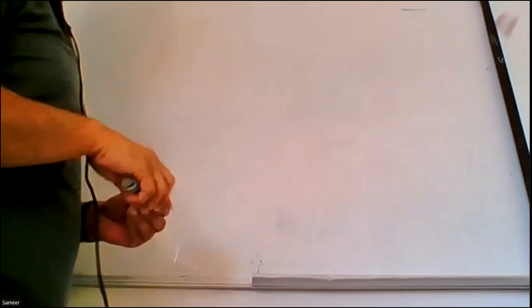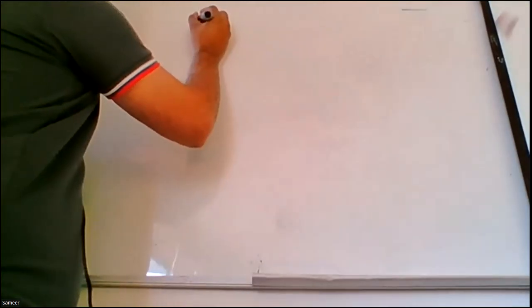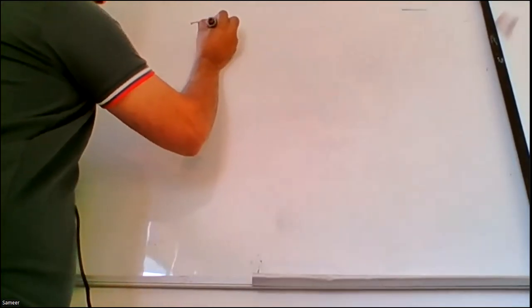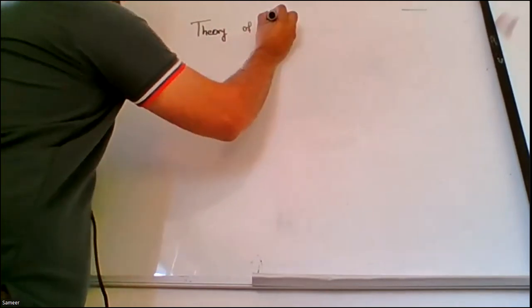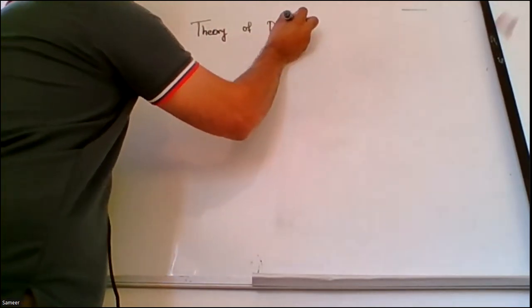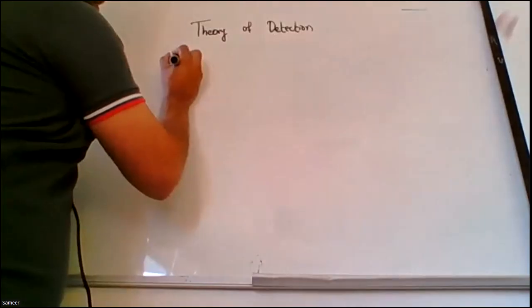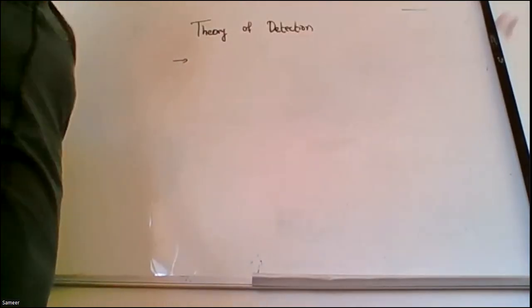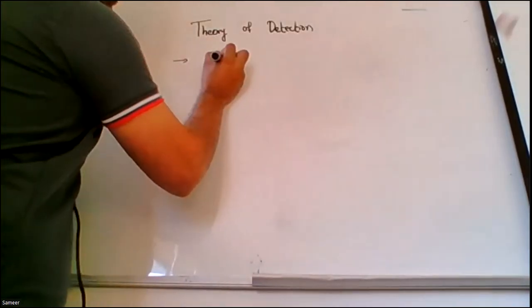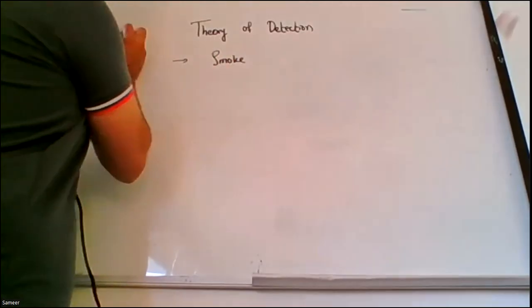Theory of detection. Detection can be done in three ways. We have smoke, fire signatures.